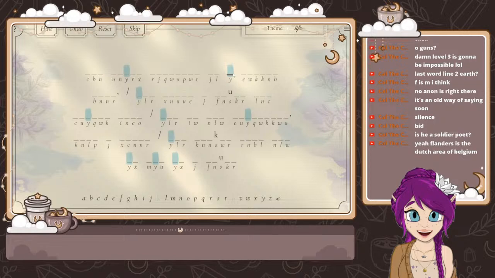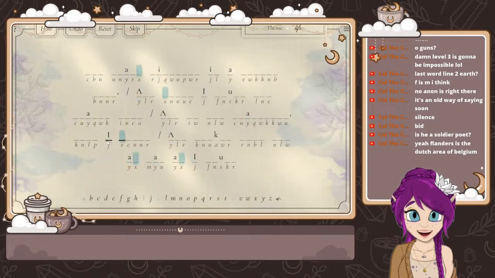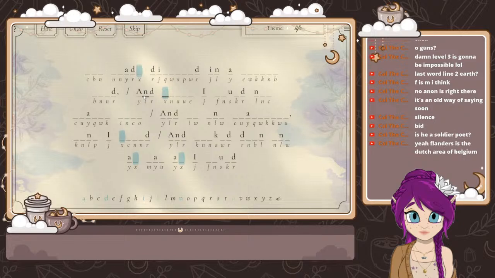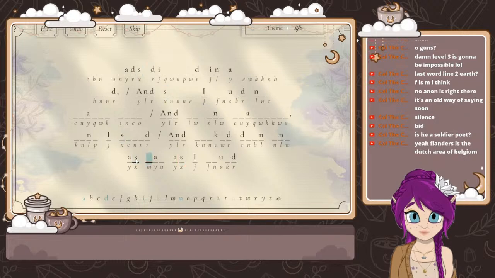Okay, I think this is A, and this one is I. This one is and. In, A, and. I don't know what the theme of the life will be, so... Is this S? As?